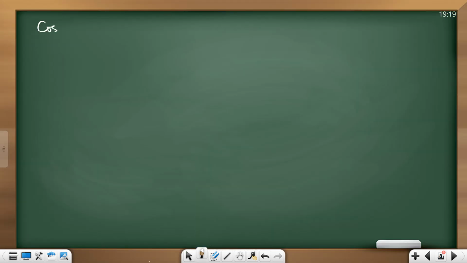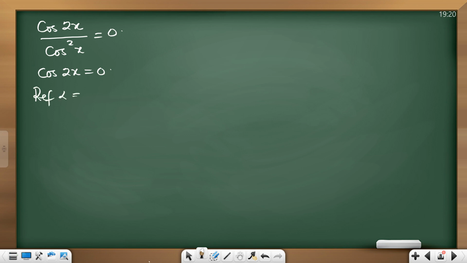Okay. Cos 2x over cos squared x equals what? Let's cross multiply. What are we going to get? Cos 2x is equal to 0. Right? Let's find our reference angle. It will be equal to shift cos, or arccos of 0, which is 90. But we are going to be in 2 quadrants.